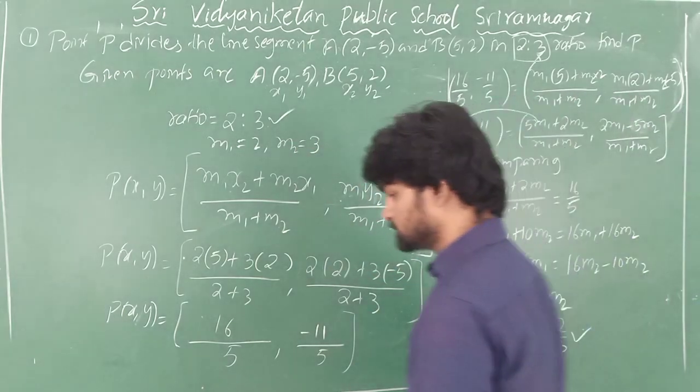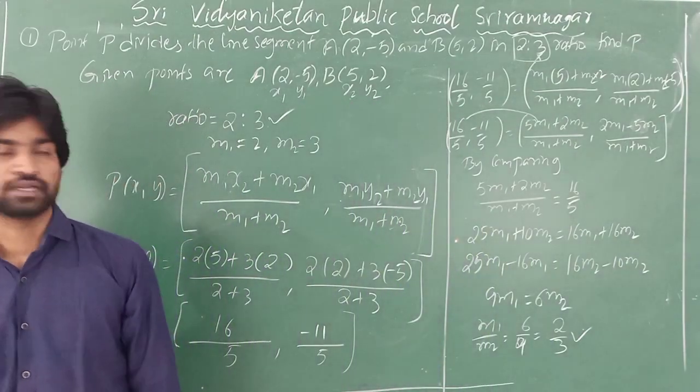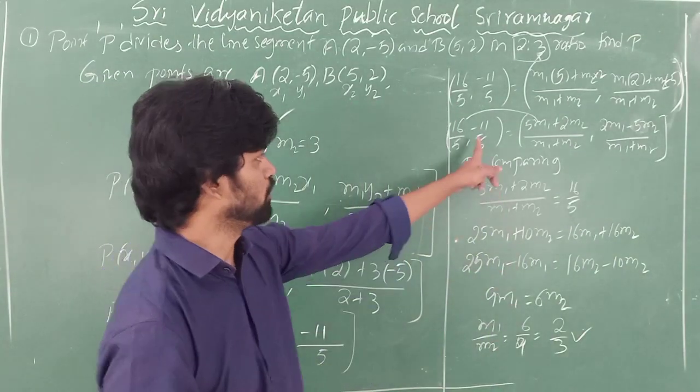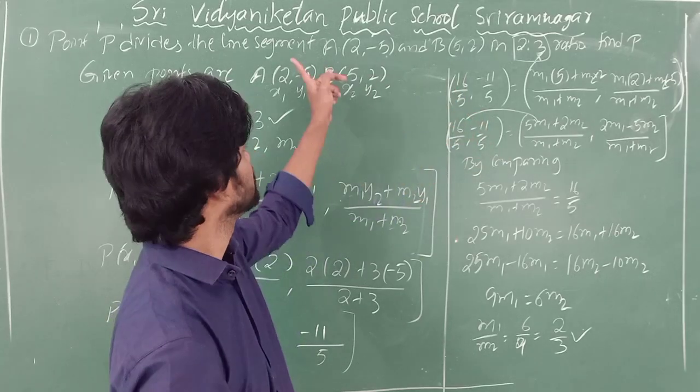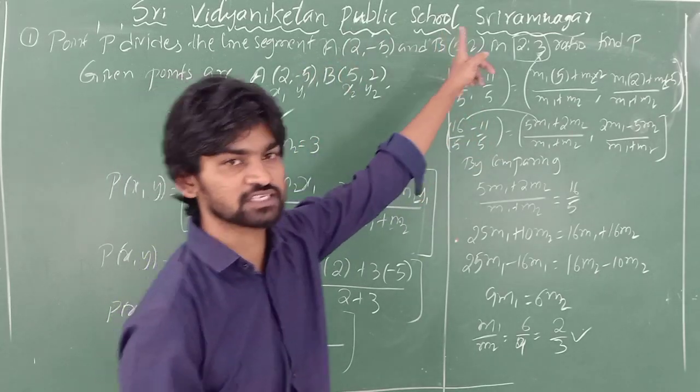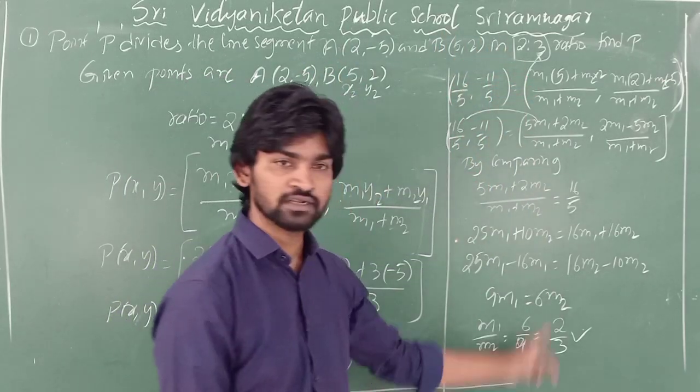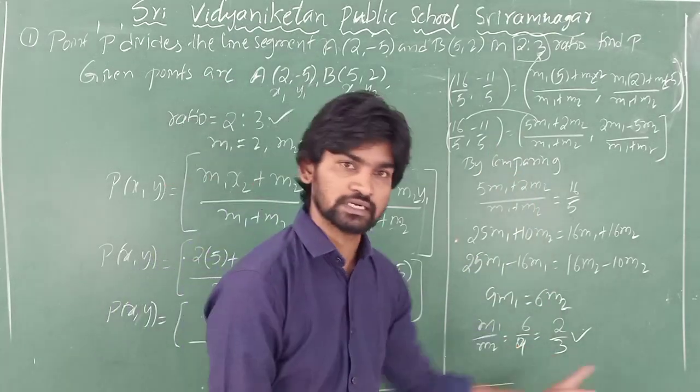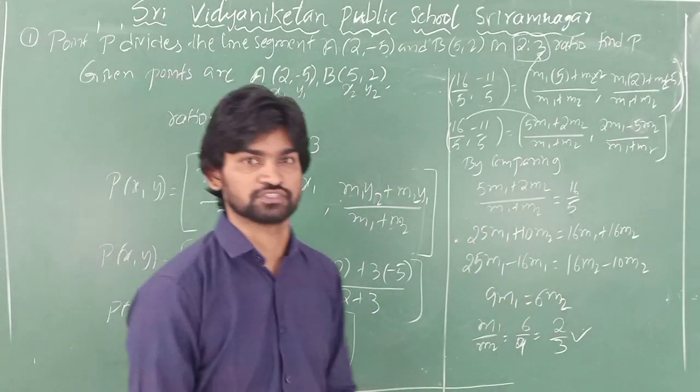This is how we find the ratio. If the point of division is given and the line segment joining the points is given, and we are asked to find the ratio, this is how we find it. Okay, let us move into the next question.